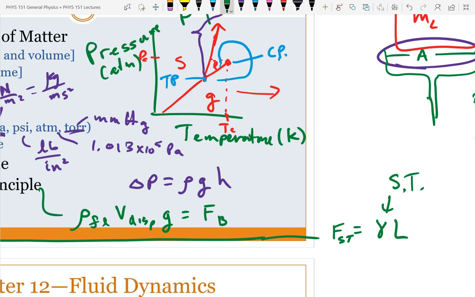And so you need to take this and say the sum of the force of the surface tension in the normal direction is gamma times L times sine of the angle between the horizontal and the direction that the fluid is leaving the surface. So you have to pay attention to direction there.